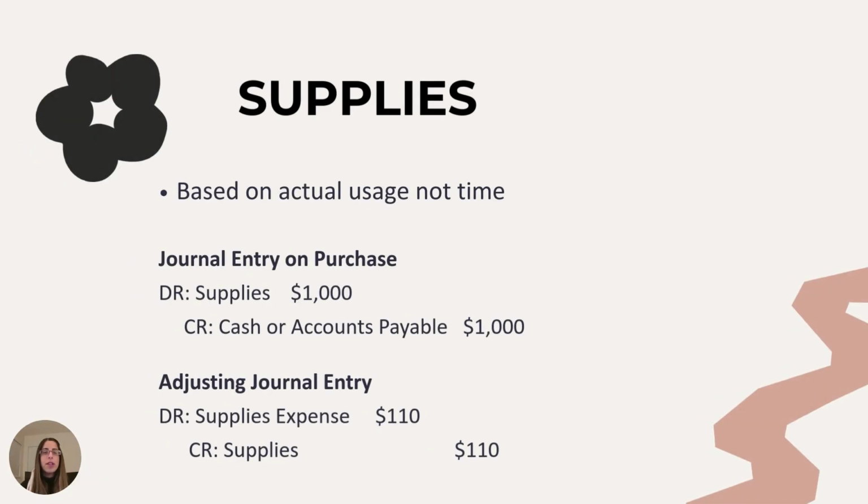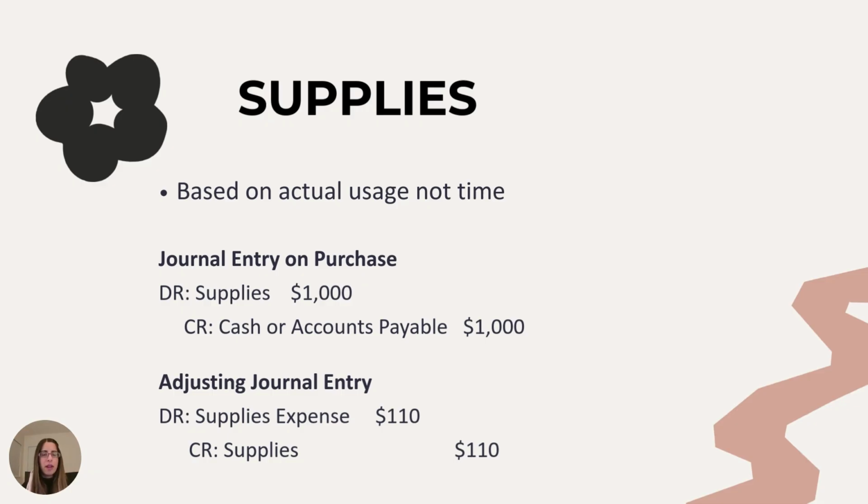Now, supplies are different because they're going to be based on actual usage and not time. So, let's say you purchase a bunch of supplies for your office. You purchase post-it notes, you purchase pens. When you first purchase all these supplies for your office, you're going to record a journal by debiting supplies for the amount that you purchased. So, let's say $1,000. Let's say we bought a lot of really good quality supplies. And then you want to credit cash or accounts payable for the same amount.